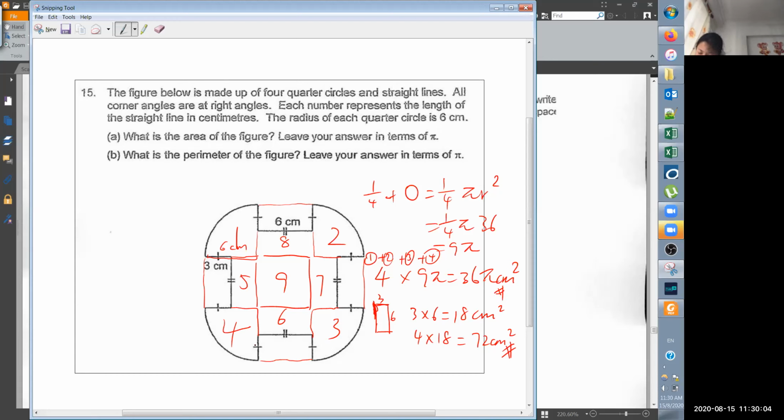And then last but not least, your 9 is actually 6 times 6, which is 36. So what you do, add all up. Leave your answer in terms of pi. OK 啊，很简单啊。很难吗？没有啊，没有很难啊，对不对？OK, so that's how you do it. OK, next.